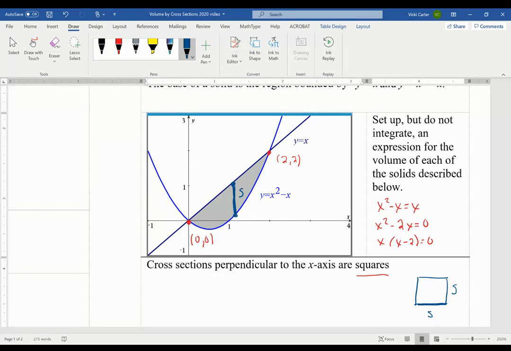Of course, we know that in a square, all the sides have equal length. So the other side is also S. This is like our little slice section right here. This is what this represents. When I do these problems, I always represent one sample slice in my shaded region so that I will have an understanding of what's going on. All right, let's go back up just a minute.